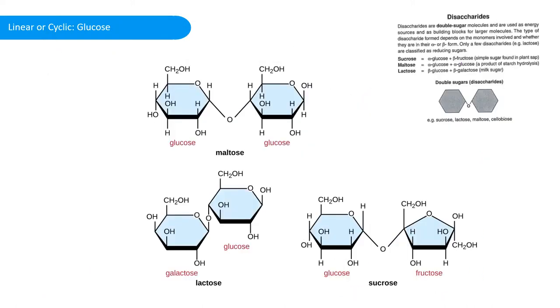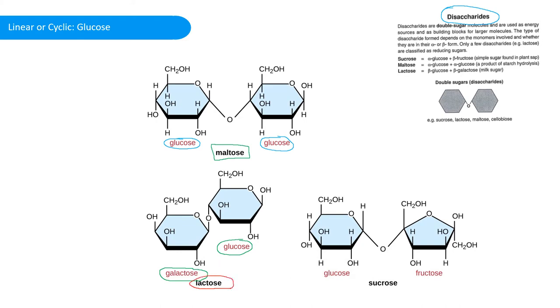Here are a few more examples of disaccharides. So di meaning two, disaccharides. Here we've got glucose and another molecule of glucose, which forms maltose. Maybe you've heard of it. The second one down here, we've got a monosaccharide, which is galactose. We've got a monosaccharide, which is glucose. Chain them together and you've got lactose.